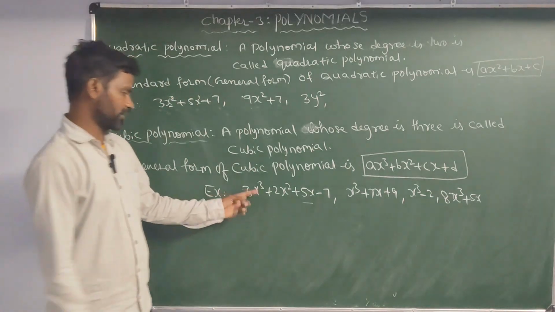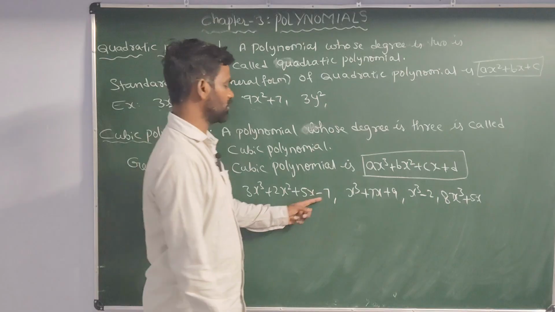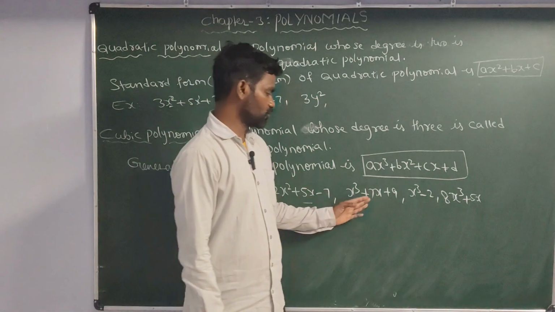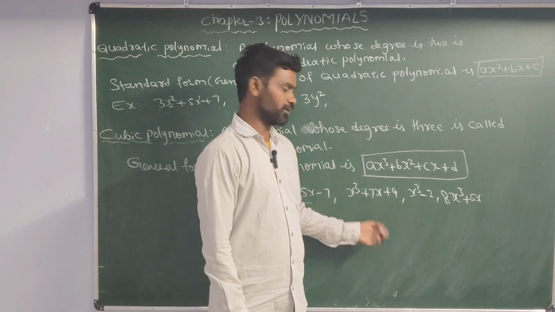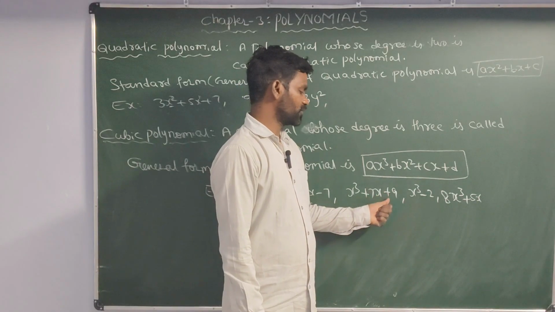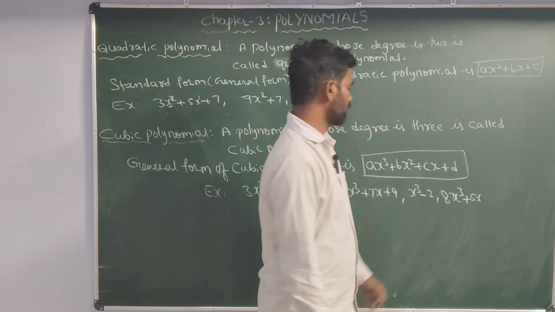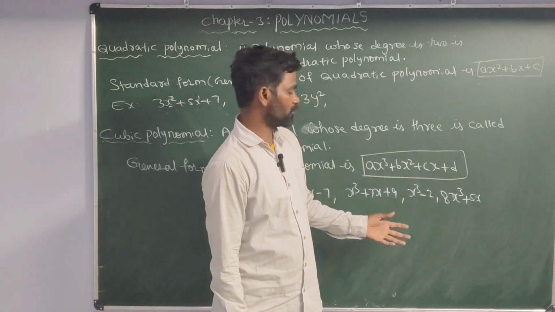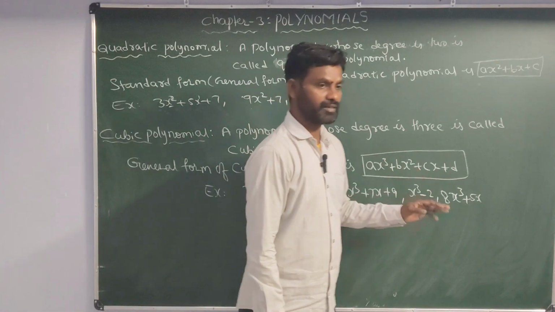So, if you observe here, x cube is there, x square is there, x is there, and the last constant. But in example 2, we have x cube, x square is not there, but even though it is a cubic polynomial, x coefficients are there, and constant is here. In the next example, only x cube coefficients are given, and constant is there.